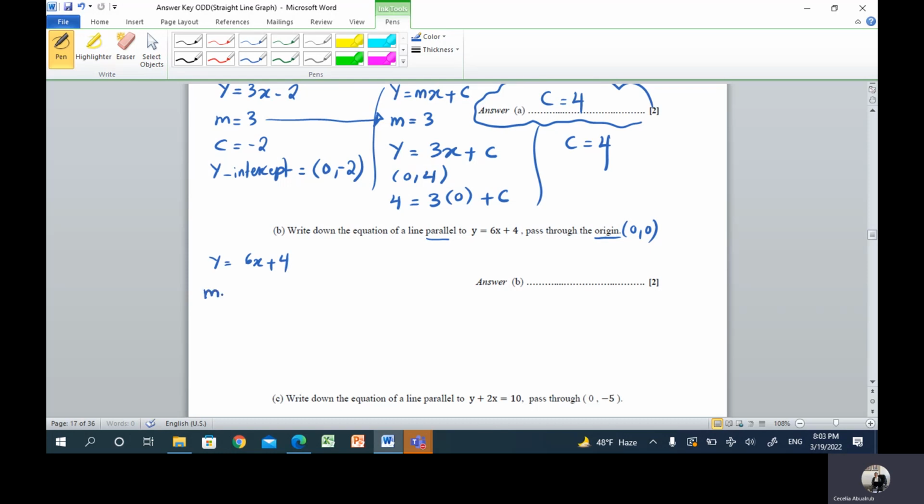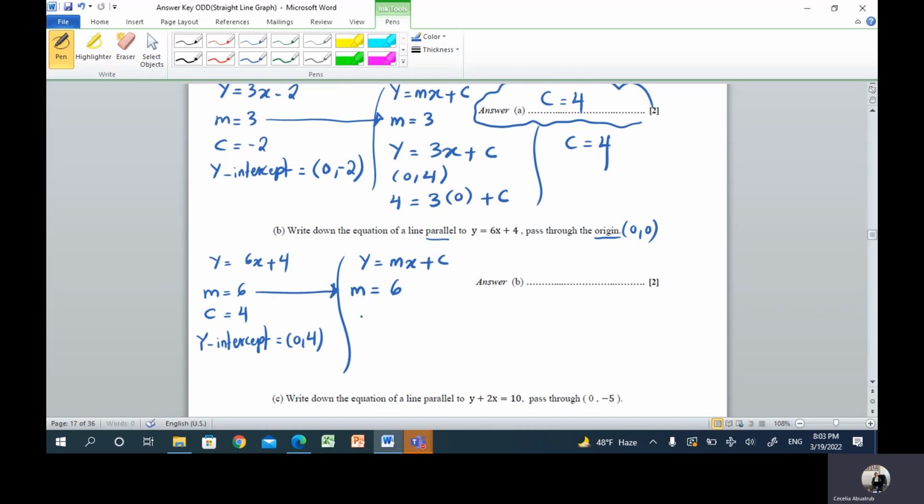The m for this line is 6. The c for this line is 4. And the y-intercept for this line is 0, c, which is 0, 4. We want to find the equation that is parallel to it. So any straight line has an equation of y is equal to mx plus c. M for parallel lines is the exact same. So m for this line is 6.